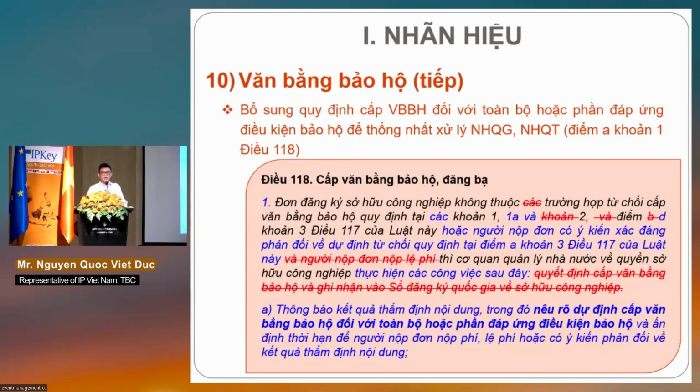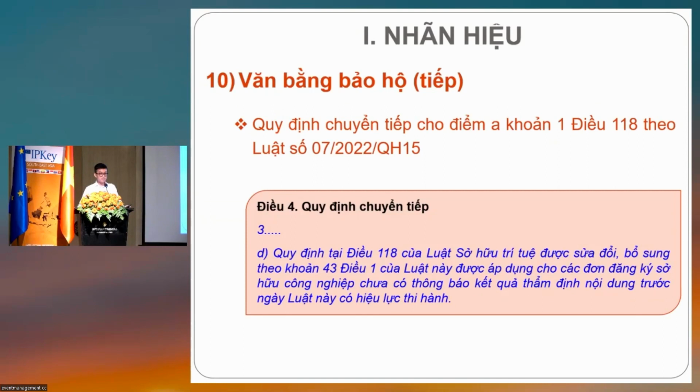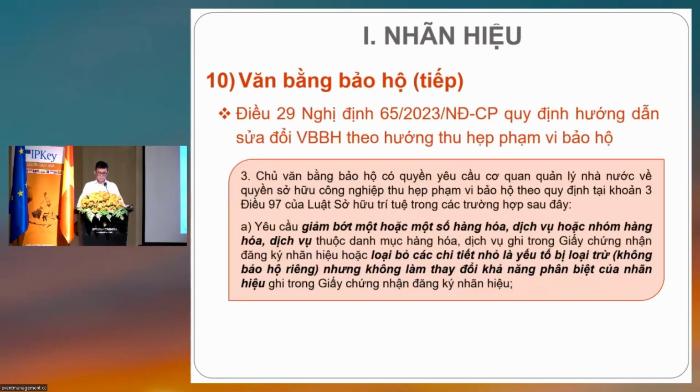Previously, according to the circular, at Article 15 of the circular, in case there are no... Now, in the regulation of the law, in case the protected subjects can meet the protection requirements, IP Vietnam will come up with a decision and determine the time for people to follow, to pay any related fees. The transitional regulation is also applicable to applications which have not received the result, like before the 1st of January 2023.